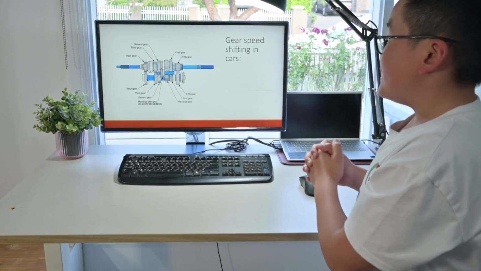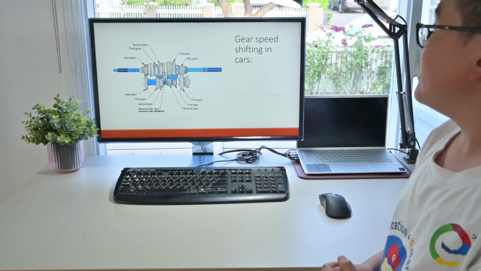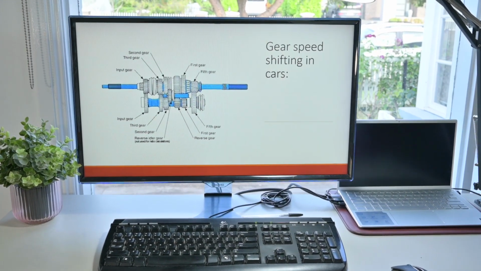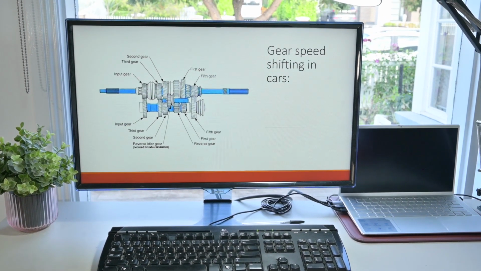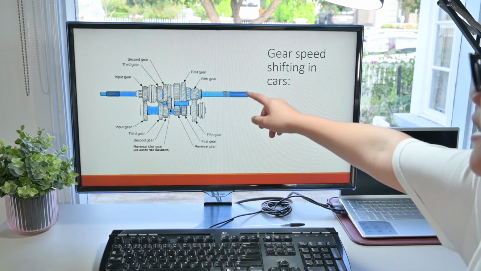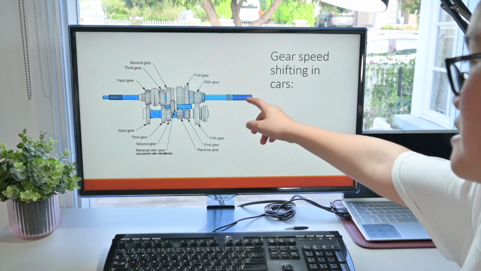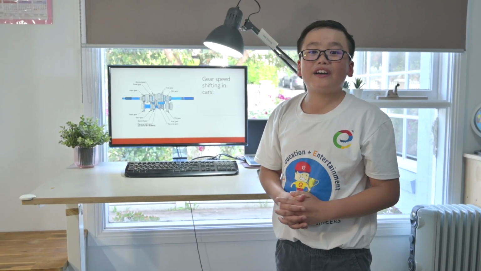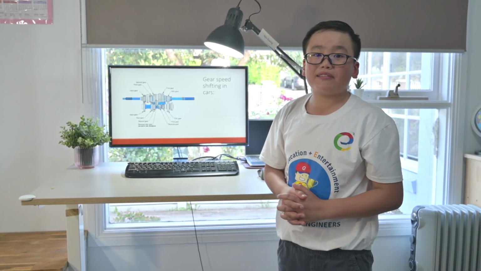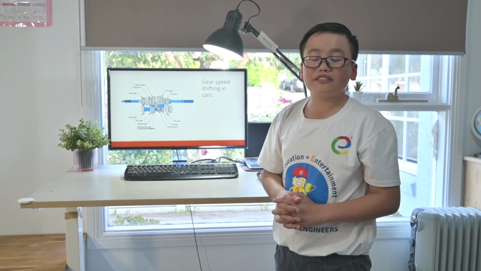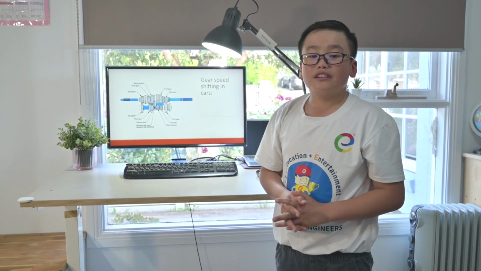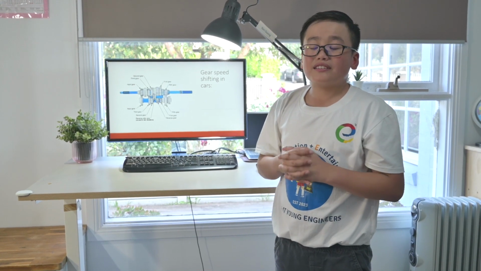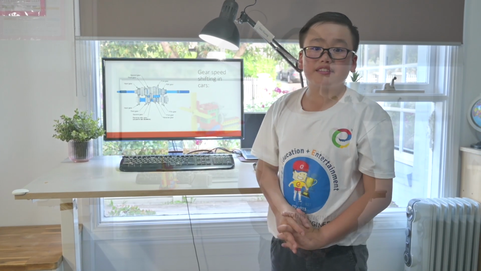This is the gear transmission of a car, which also applies the same theory of gear speed shifting. As you can see, the rotations of the engine are transmitted towards the wheels at different speeds. Can you find any more real-life applications of gear speed shifting? If you do, remember to post them in the comment below so everyone can see.